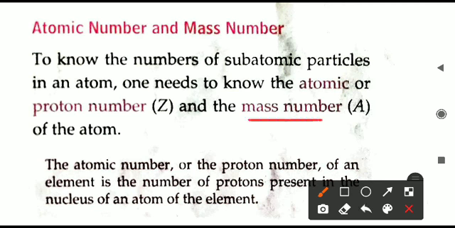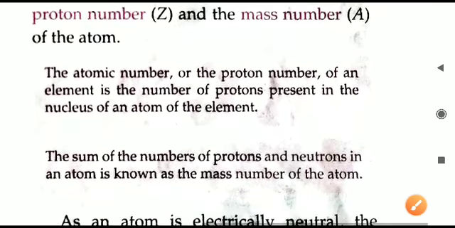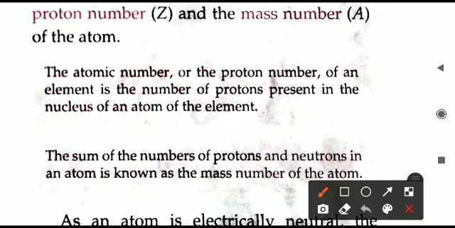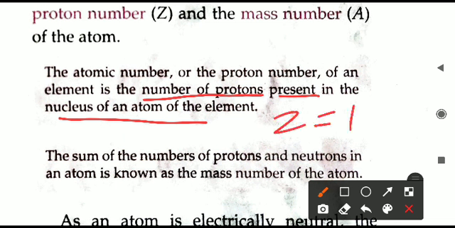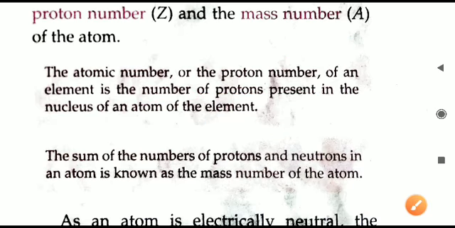The second thing is the mass number, and it is denoted by capital A. Generally students write atomic number as A. It is not so. Atomic number is Z and mass number is capital A. First of all we'll see the definition of atomic or proton number. As the name itself tells, it is the number of protons present in the nucleus of the particular atom. For example, if only one proton is there, then Z equals 1. If 10 protons are there, then Z equals 10. So whatever the number of protons, that is equal to the atomic or proton number.